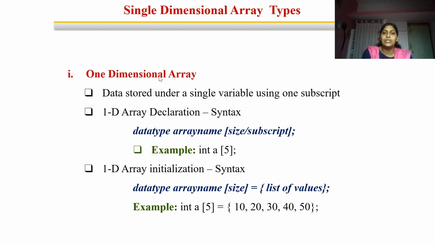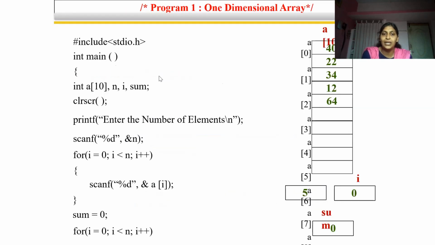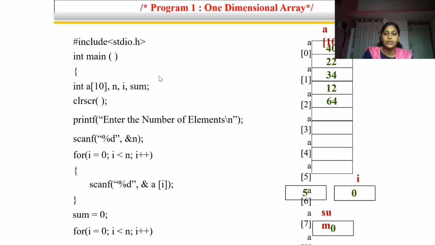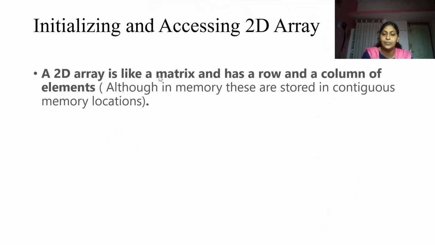One-dimensional array means only one row we are assigning to store all the data. For example, int a of 5. Continuously we are allocating space. The unique name of that particular array is a, and we are allocating 0, 1, 2, 3, 4. Total 5 spaces for the particular array named a. That's for a one-dimensional array. I hope you have already learned the one-dimensional array.